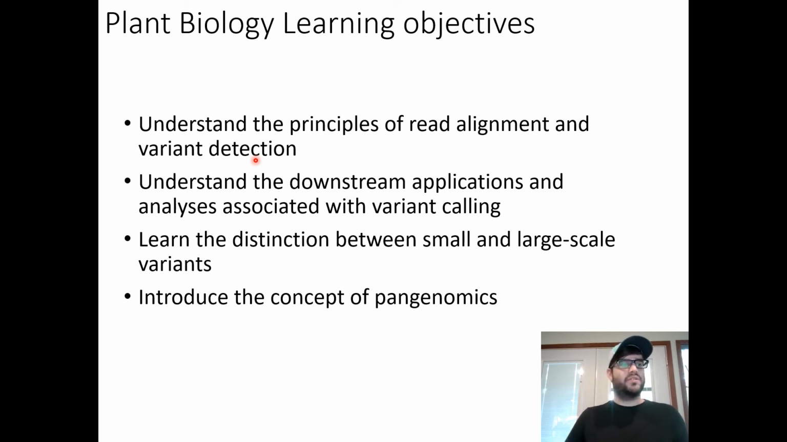Importantly, hopefully you learned the distinction between these small and large-scale variants. So the difference between using Illumina data to identify SNPs or small-scale insertions and deletions versus using long-read data to identify these large insertions or deletions or translocations, and the concept of pangenomics. This is really where the field is moving, and genomes can have tens of thousands of large-scale insertions or deletions between individuals. And so the question is, how do we use this data, and what role can it play in the future?